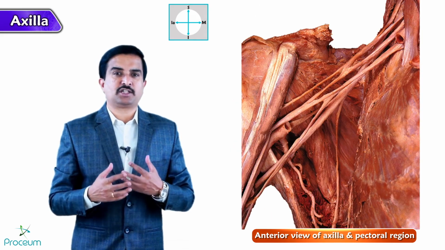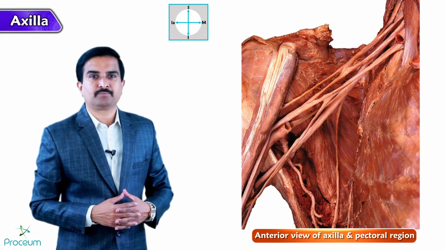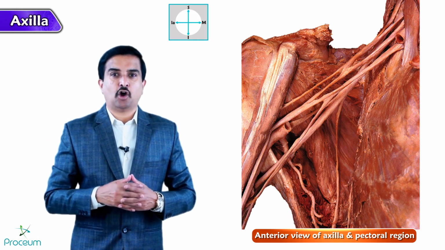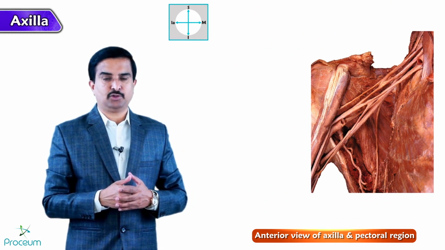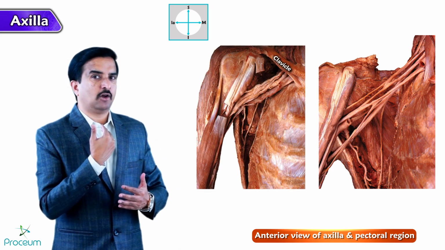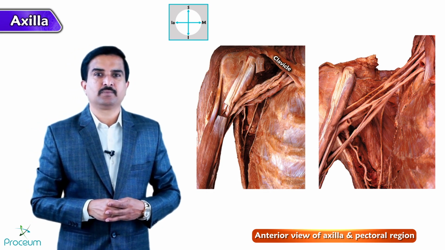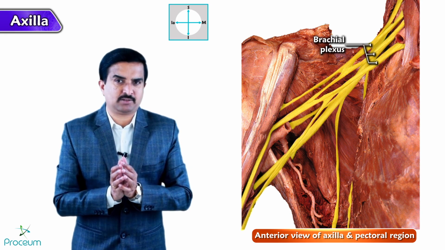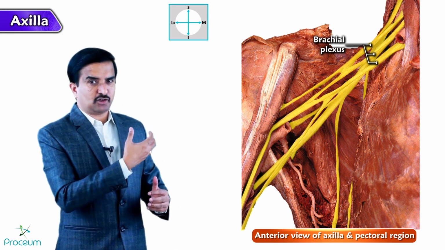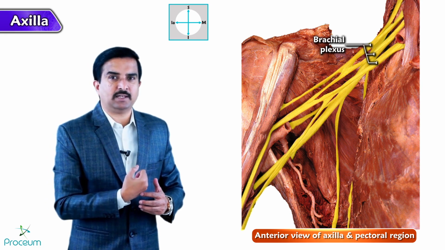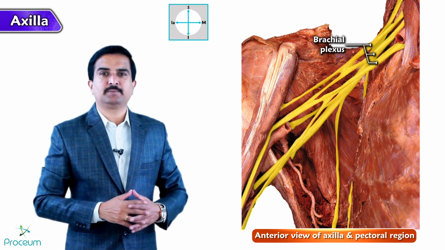Now let us concentrate on another image. This is the image of the same specimen, but after removal of the clavicle. You could compare these two images very clearly: one with the clavicle, another after removing the clavicle. Now all the components of the brachial plexus are well appreciated in this image after the clavicle is removed, because the brachial plexus travels behind the clavicle, right?